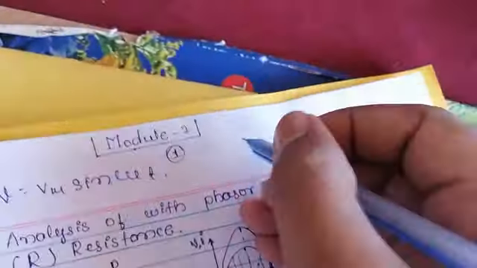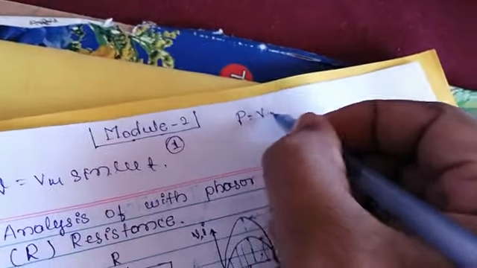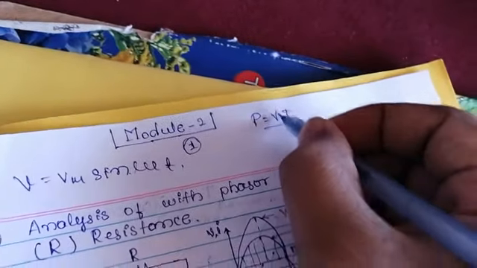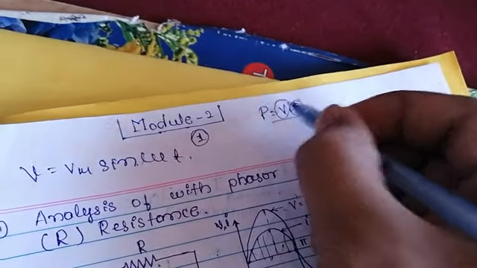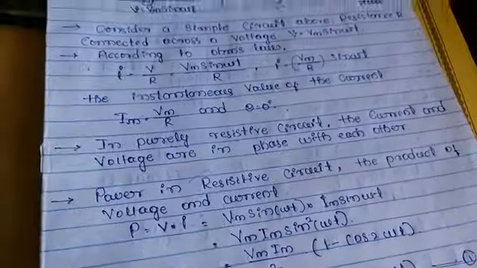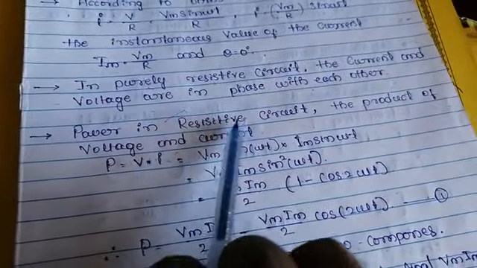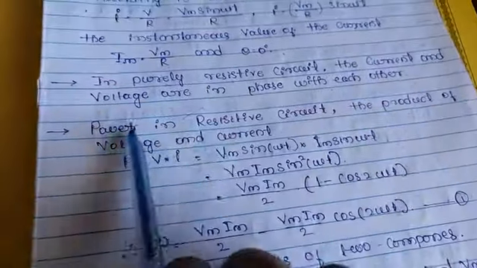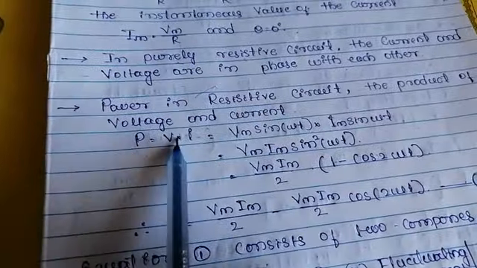What is the formula for power? P is equal to V into I. V is the input supply, I is the current flowing. Then we have to find the power. Power in a resistive circuit is the product of voltage and current. P is equal to V into I.